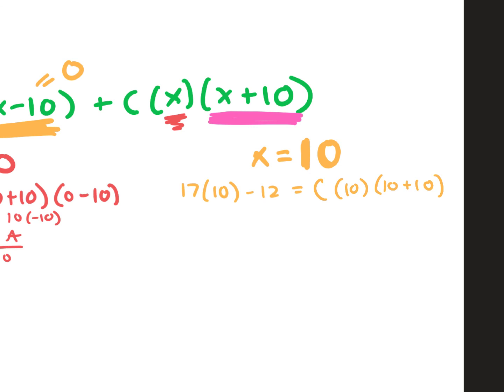So let's solve. 17 times 10 is 170 minus 12, 158. This becomes 20 times 10, which is 200. Divide both sides by 200. Can I simplify 158 over 200? So 2 goes into both of them. So it becomes 79 over 100.